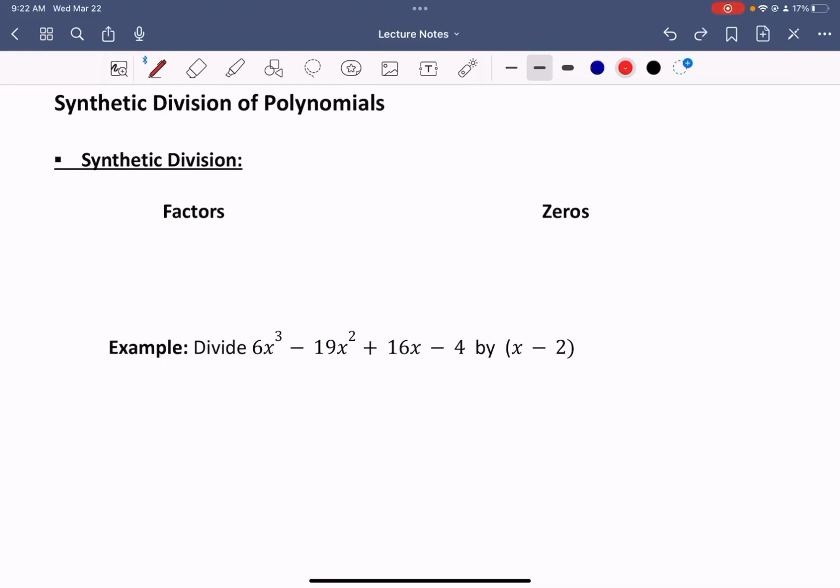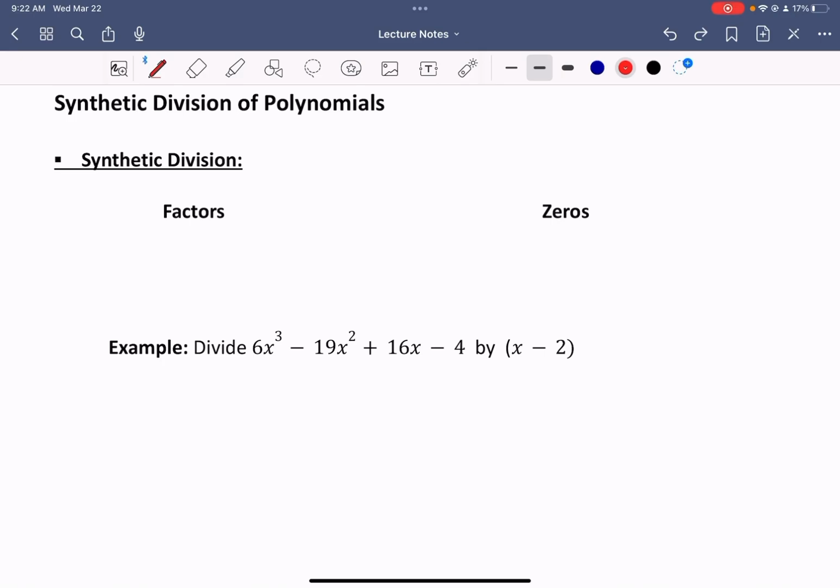Synthetic division of polynomials. In this section, we're going to learn a quicker way to divide polynomials. It is really nice. It goes really short. It takes up way less space than long division does, but it only works in certain situations. When does synthetic work?